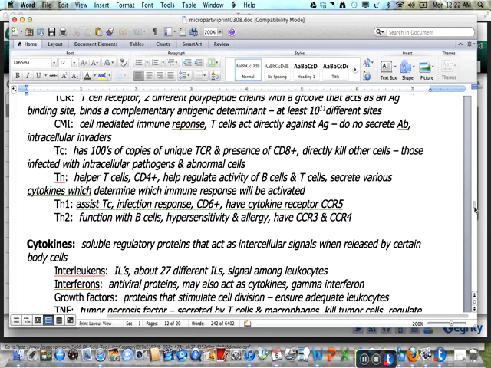The Th1 subset assists the TC with the infection response. They are CD6 positive and have chemokine receptor 5, or CCR5. The Th2 subset functions with B cells and in allergy and hypersensitivity responses. They have CCR3 and CCR4.